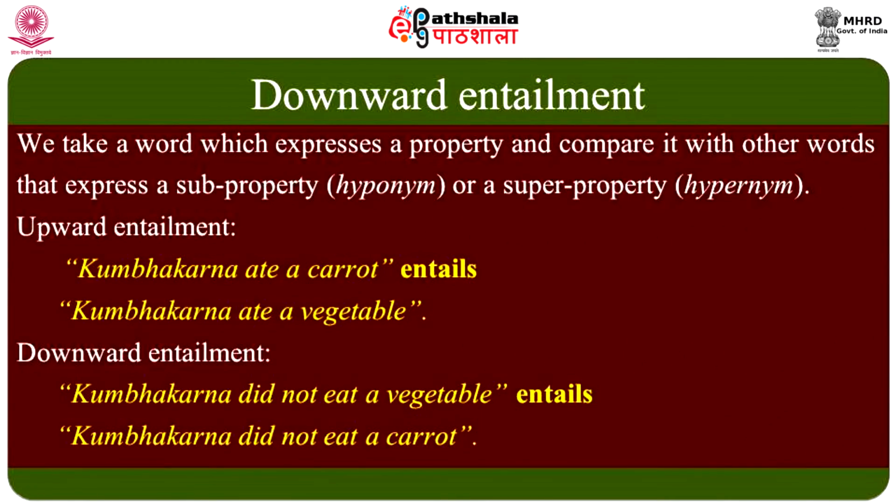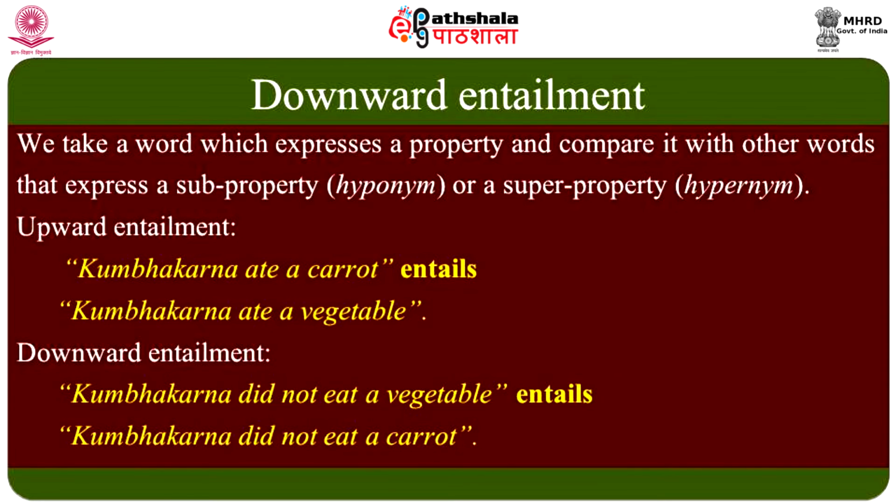To understand downward entailment, we take a word which expresses a property and compare it with other words that express a subproperty, hyponym, or a superproperty, hypernym. For example, carrot expresses a subproperty of vegetable. Food is a superproperty of vegetable. A simple, non-negative, non-quantified, declarative sentence allows inferences from properties to superproperties. This is called upward entailment. Kumbhakarna ate a carrot entails Kumbhakarna ate a vegetable.